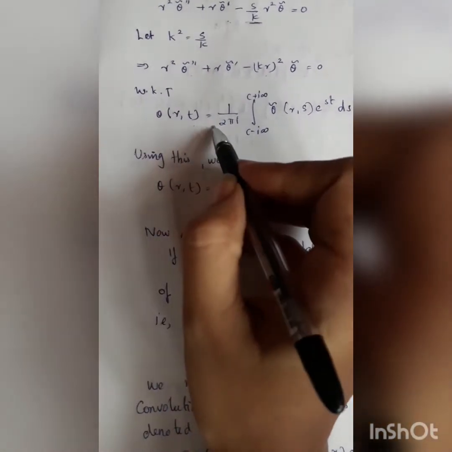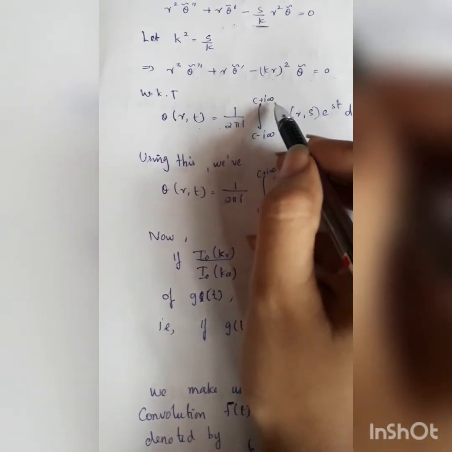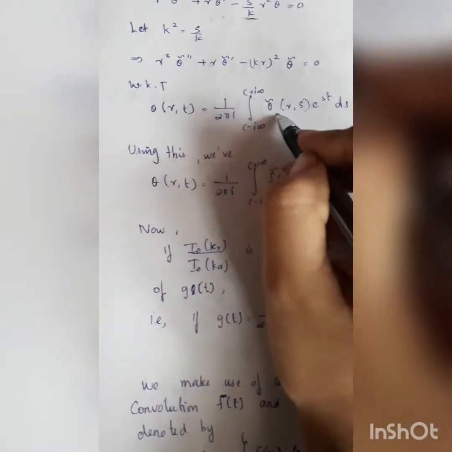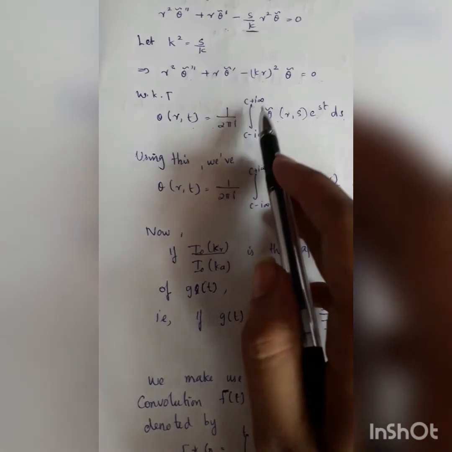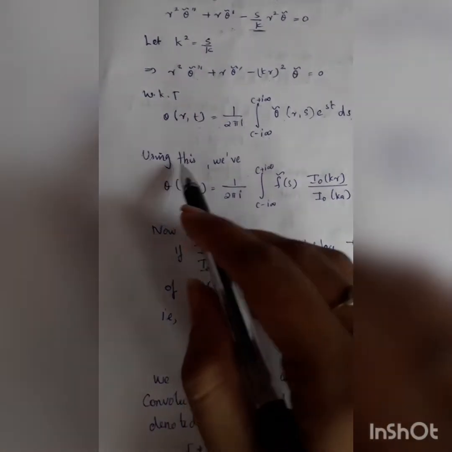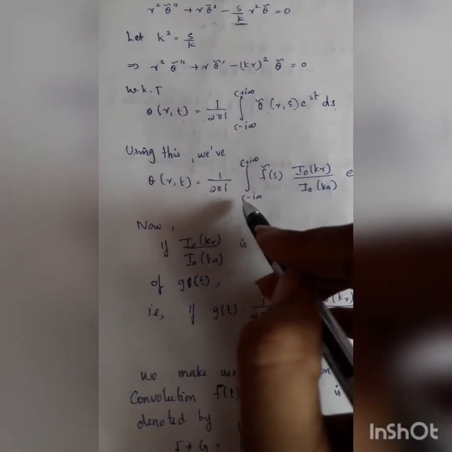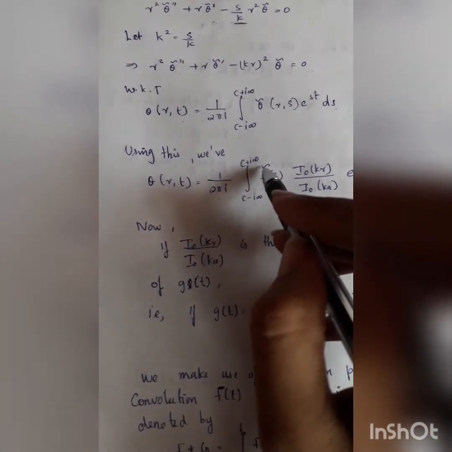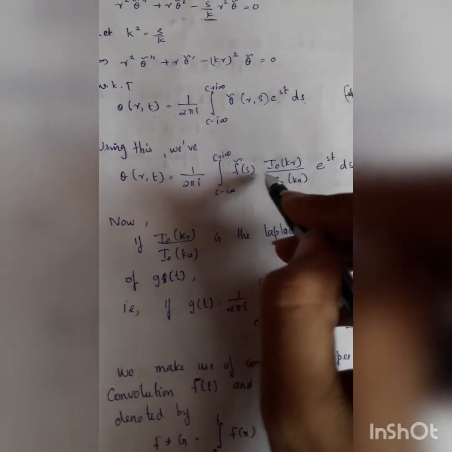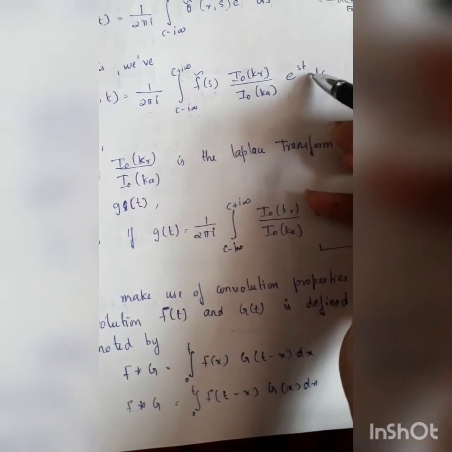So now we know that theta of r comma t equals 1 by 2 pi i, integral from c minus i infinity to c plus i infinity, theta tilde of r comma s into e power st ds. So we have this from the use of the integral transform. So using this, we have theta of r comma t equal to 1 by 2 pi i, integral from c minus i infinity to c plus i infinity, f tilde of s into I0 kr by I0 ka into e power st ds.